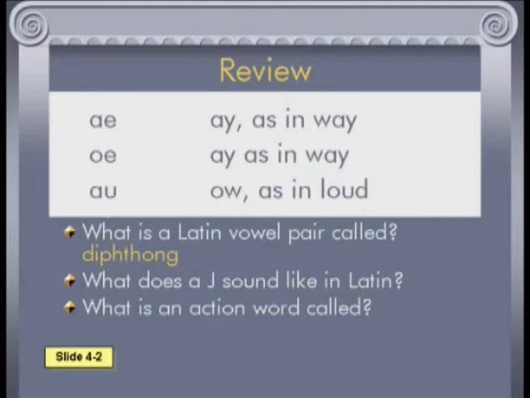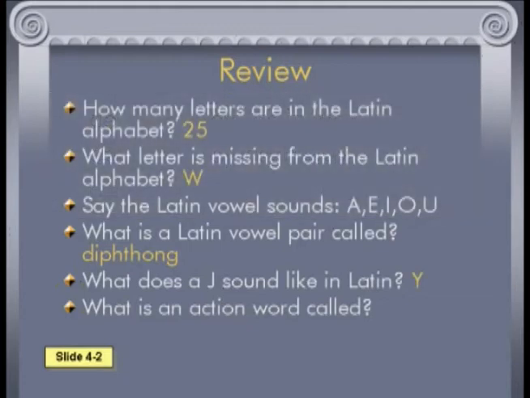We also know that some of the consonant letters have a little bit different sound in Latin than they do in English. For example, the J always sounds like what? Correct, the Y sound. Let's see, we've also learned one part of speech. We know that action words are called what? Correct, verbs. So, now that we're talking about verbs, let's keep going.